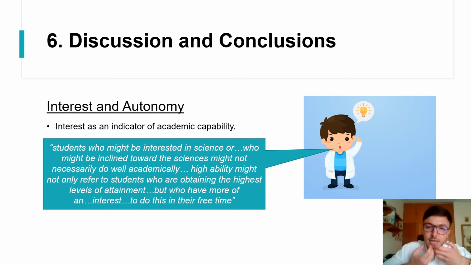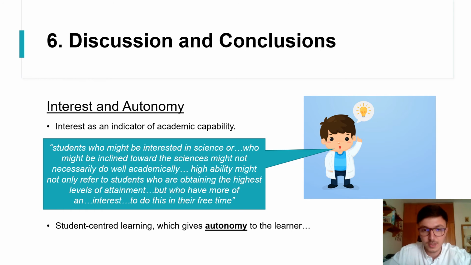Interest was identified as an indicator of academic capability. Students who might be interested in science, said one teacher, or who might be inclined towards the sciences might not necessarily do well academically. High ability might not only refer to students who are obtaining the highest levels of attainment, but who have more of an interest to do this in their free time.